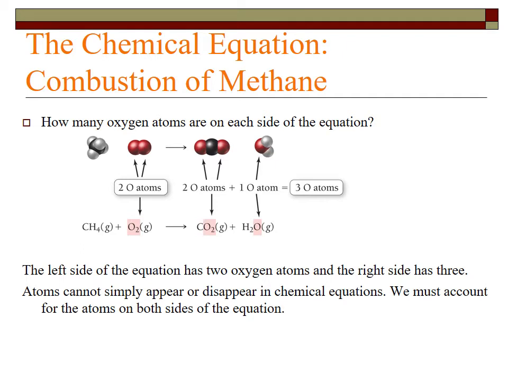So we look at how many atoms are on each side of the equation. Okay, so this is the first thing. We have to learn to balance these things. The left side of the equation has 2 oxygen atoms, and the right side of the equation has 3 oxygen atoms. Atoms simply cannot appear or disappear in a chemical equation. We must account for all the atoms on both sides of the equation.